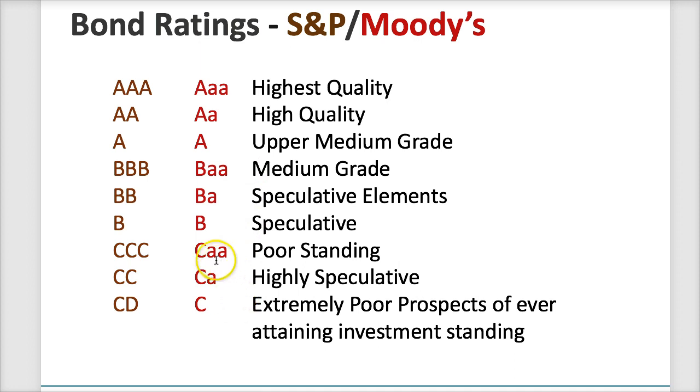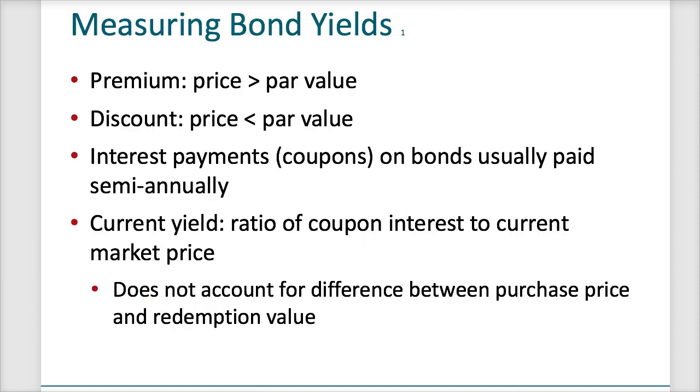So your junk bonds, your speculative bonds, start to creep in around the BB level, and the really junky bonds would be at the C level. So this is just independent rating agencies that will look at different bonds and place a rating on them to help investors understand the risks.